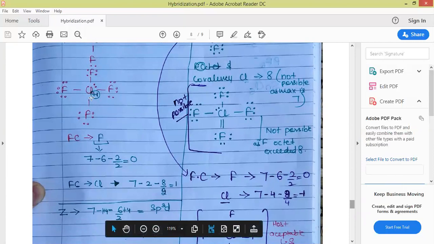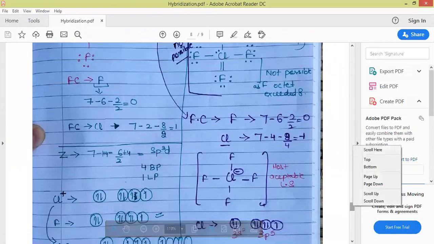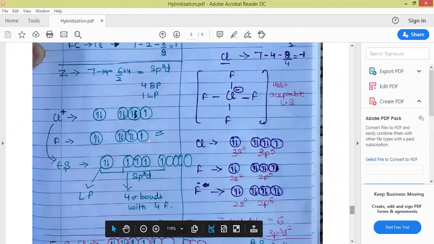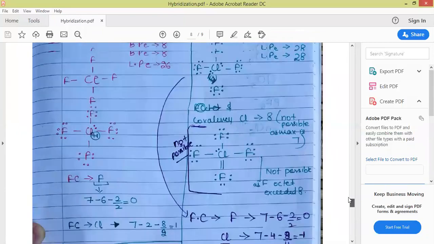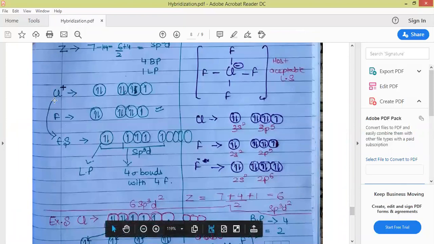So chlorine has already lost 1 electron before participating in the hybridization. So we'll write it as Cl positive. Rather than writing the 7 electrons associated with chlorine, we'll write 6 electrons, like 3s2 and 3p4, rather than writing 3p5, because it has already lost 1 electron. So here 4 fluorines are to form bonds with the Cl.